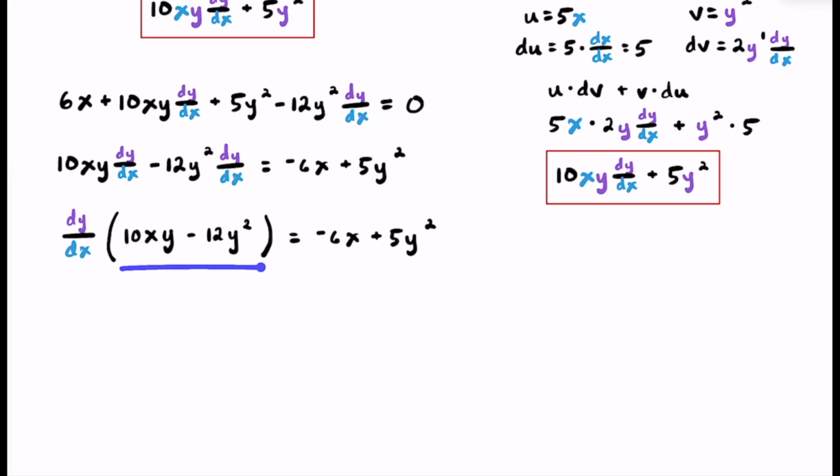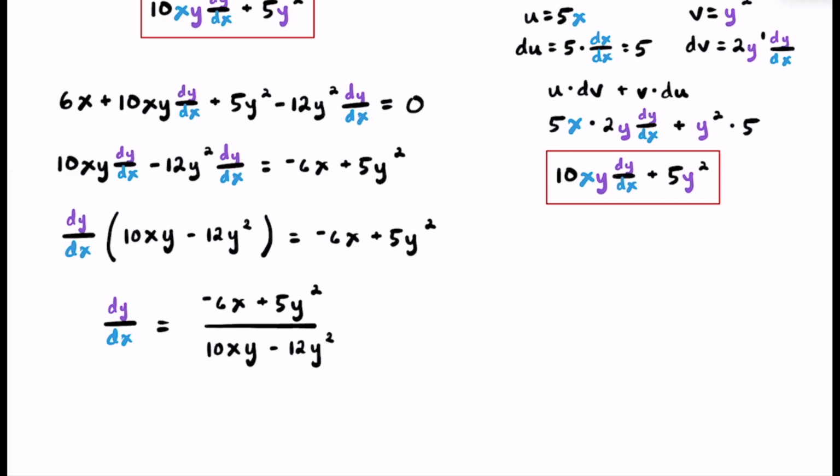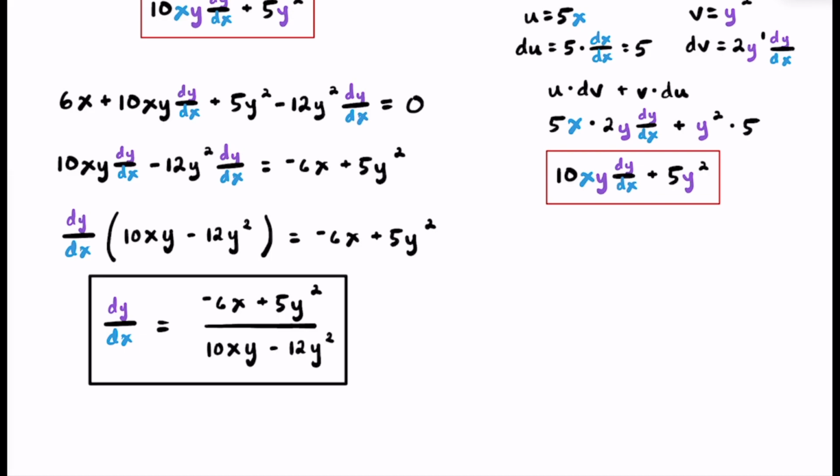So let's go ahead and divide both sides by this 10xy minus 12y squared to isolate that dy/dx. By doing that, we're going to have this dy/dx alone. And on the right side, we're going to have this -6x plus 5y squared all over this 10xy minus 12y squared. And there you have dy/dx, which we solve by using implicit differentiation.